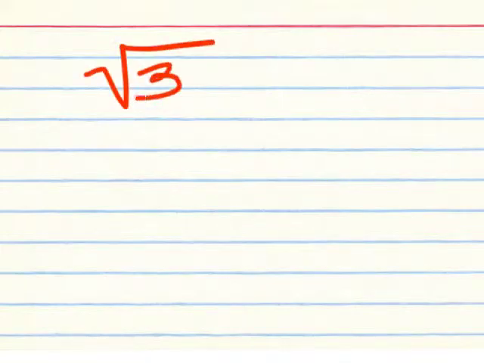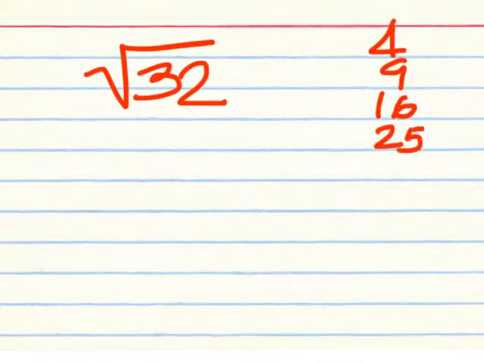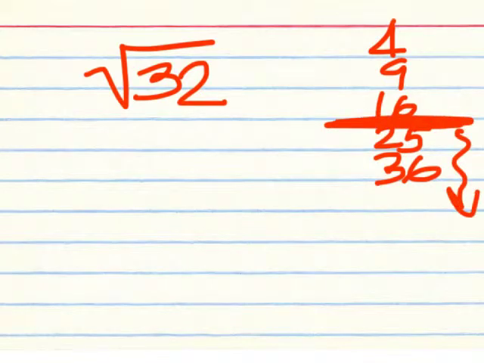Square root of 32. And our perfect squares, excluding 1, are 4, 9, 16, 25, 36, and so on. Half of 32 is 16. So we don't have to look at anything above 16. What's the highest perfect square that will go into 32?